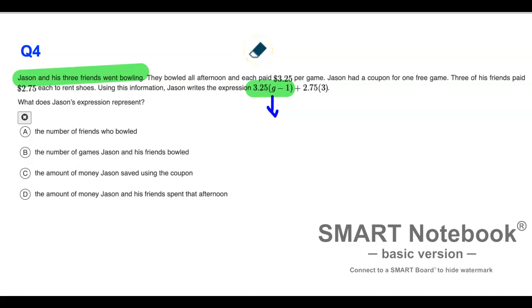Jason and his three friends went bowling. They bowled all afternoon and each paid $3.25 per game. Jason had a coupon for one free game. Three of his friends paid $2.75 each to rent shoes.